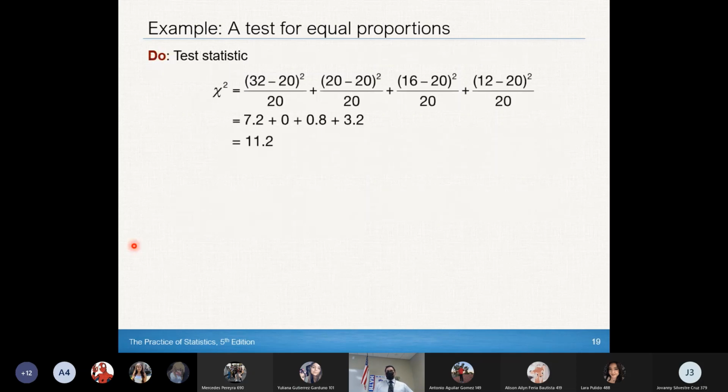The test statistic. We have our chi-squared statistic. The statistic is (32 minus 20) squared over 20, plus (20 minus 20) squared over 20, plus (16 minus 20) squared over 20, plus (12 minus 20) squared over 20. 7.2 plus 0.8 plus 3.2, we get 11.2.